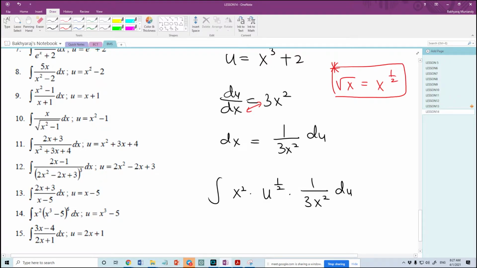Okay, so next, I think we can cancel, right? x square we cancel with x square. Now we can proceed for the integration. Again we have 1 over 3, right? So 1 over 3 I just bring to the front, integrate u power of 1 over 2 du.